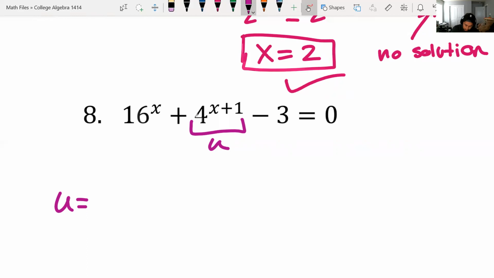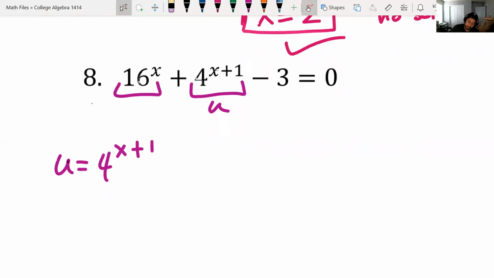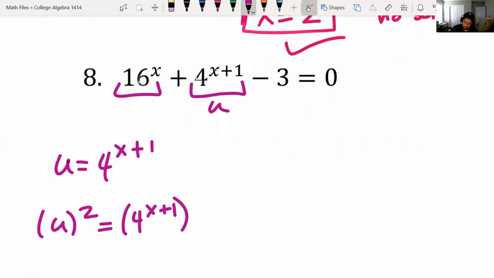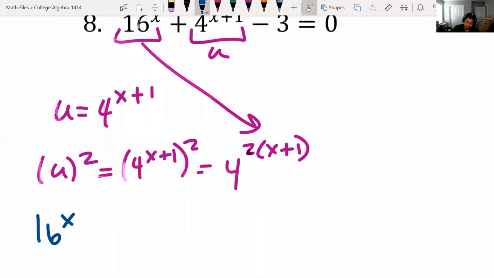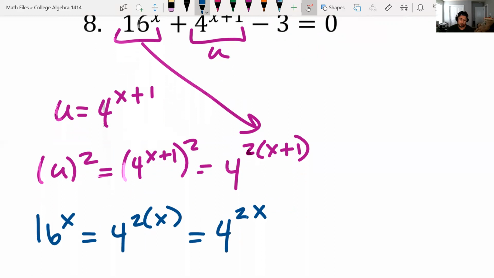So if I say u equals 4 to the x plus 1, and we want to cover a substitution for the leading term, this means we would square it, and you'd get 4 to the x plus 1 squared, which would give me 4 to the 2 times x plus 1, which is 16, 4 to the 2x plus 1. Well, let's find out. 16x can be written as 4 squared to the x, which is just 4 to the 2x. If you expand this, you'll get 4 to the 2x plus 2. So we are missing something here, which means let's go ahead and look back at 4 to the x plus 1.